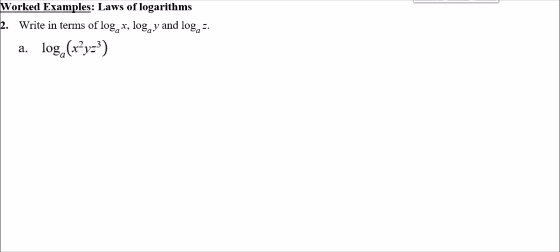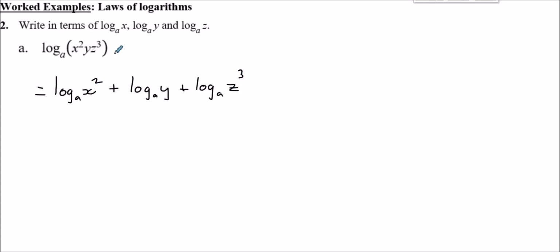Questions 2. So now we need to write these in terms of log of x, log of y, and log of z. So first of all, part A, rewrite this in terms of single logs. What we need to do for this one is think about rewriting this using the multiplication law. So we can section this out into log base a of x squared plus log base a of y plus log base a of z cubed.